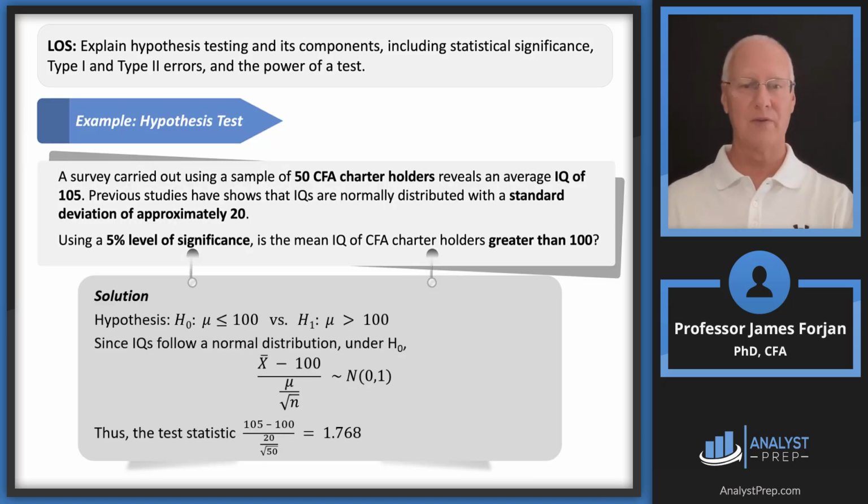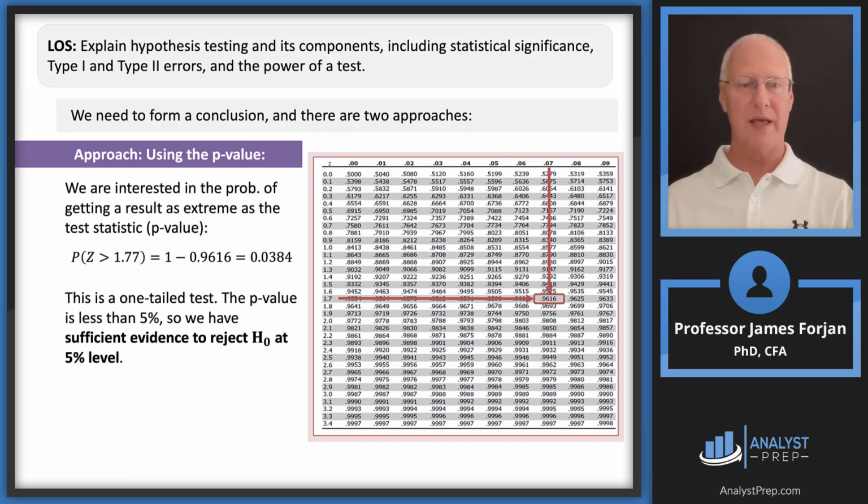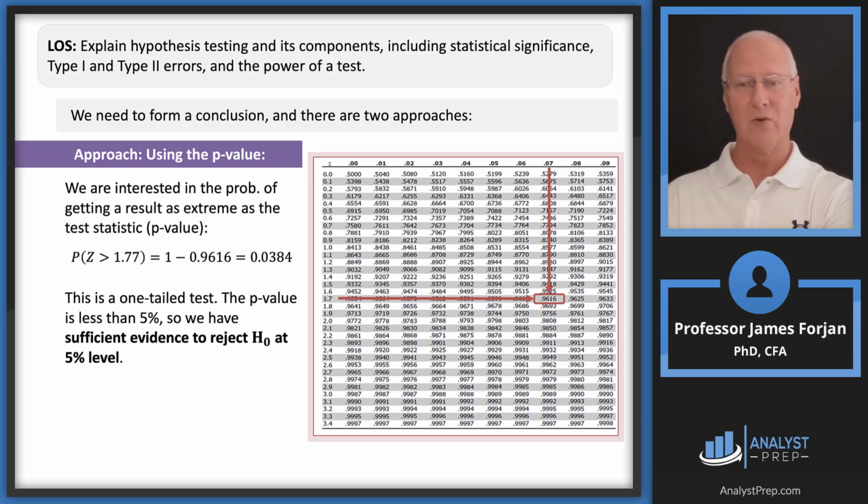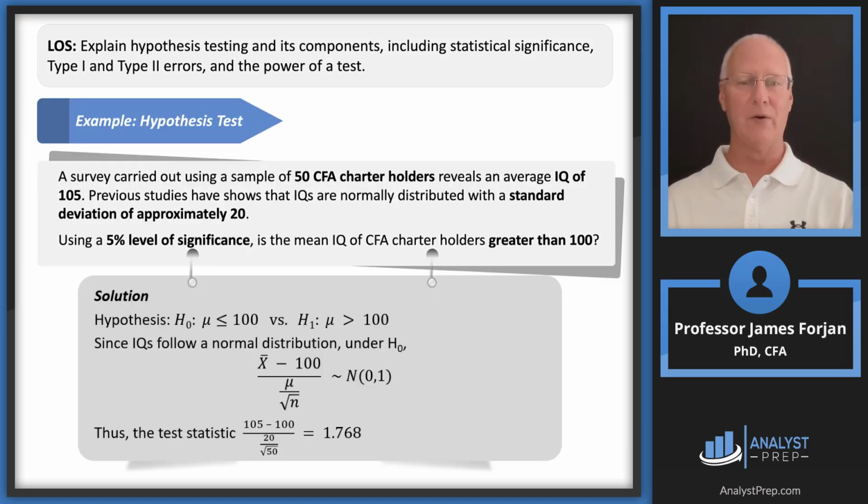So what was our null hypothesis? That the CFA charter holders have the same IQ as everybody else out there. So we reject it, right? Our 1.77 falls in the right range, over in the bottom right, in that critical region. So we say, CFA charter holders have a statistically significantly higher IQ.